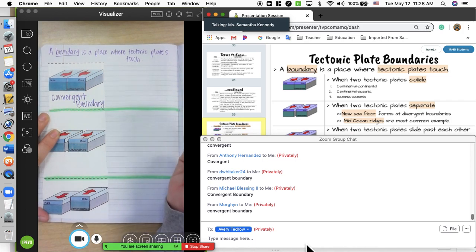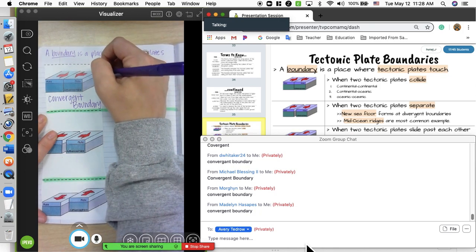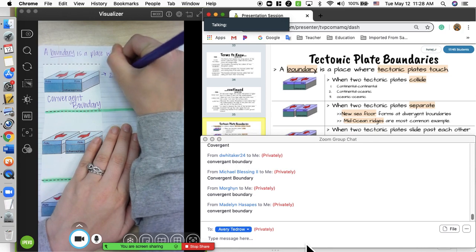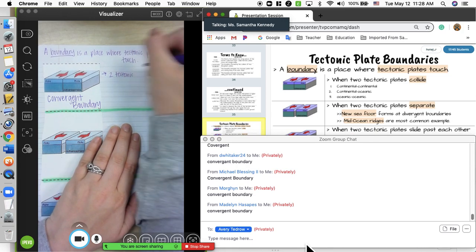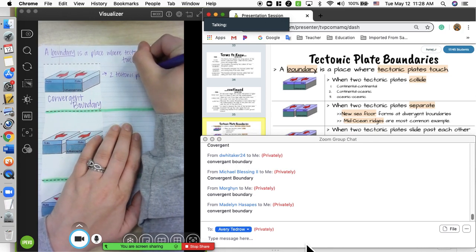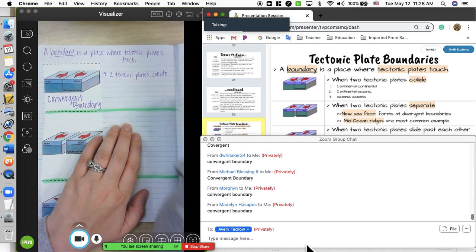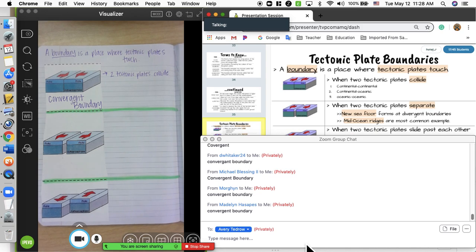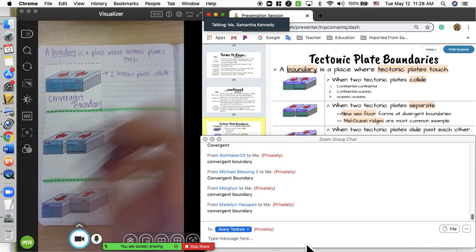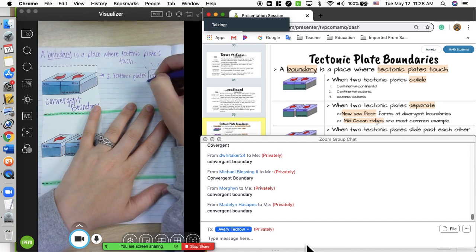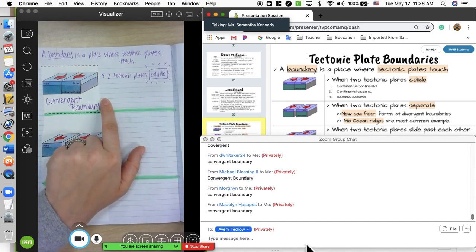Okay? And it is when two tectonic plates collide. Okay? Collide is that big word that we're going to be using a lot. Okay? Now, here's the thing, and we're going to learn about this a little bit later.